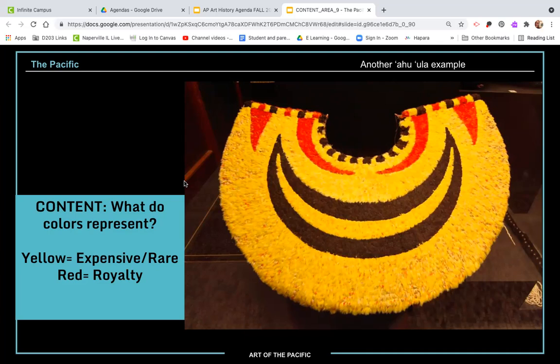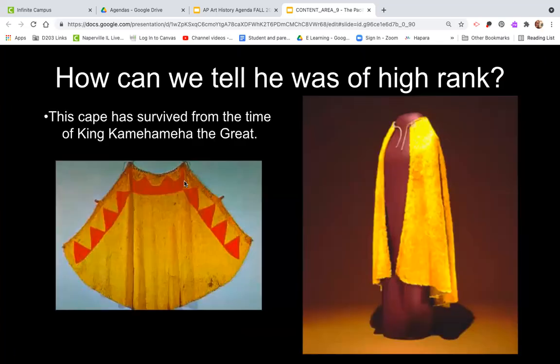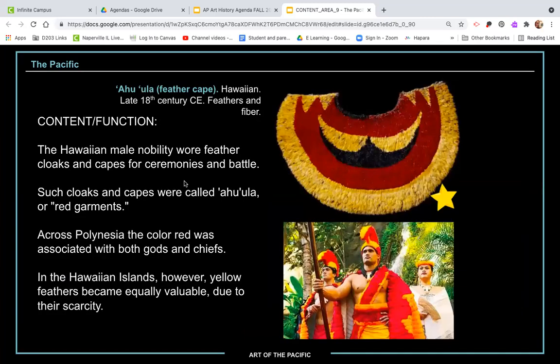So you might say too that the cape expresses power because this precious thing, expensive feathers, the royal symbolic red represents who it's for. It expresses the power. This is King Kamalea, his cape. Notice all that yellow. Basically, I already talked about most of this. It was very common for the Hawaiian nobility to wear feather cloaks for ceremonies, but also to battle. So it denoted their status as chief.